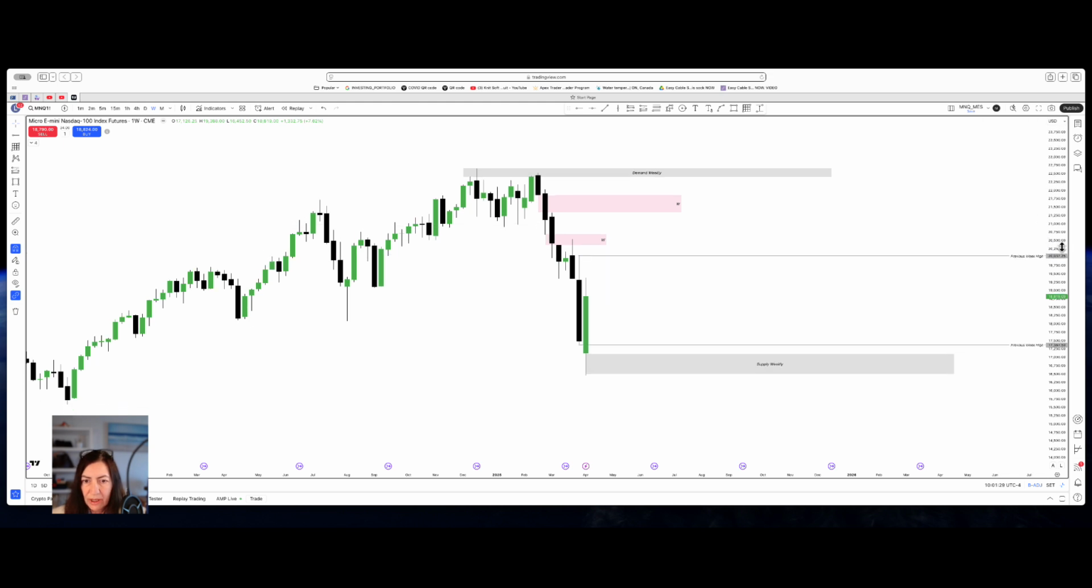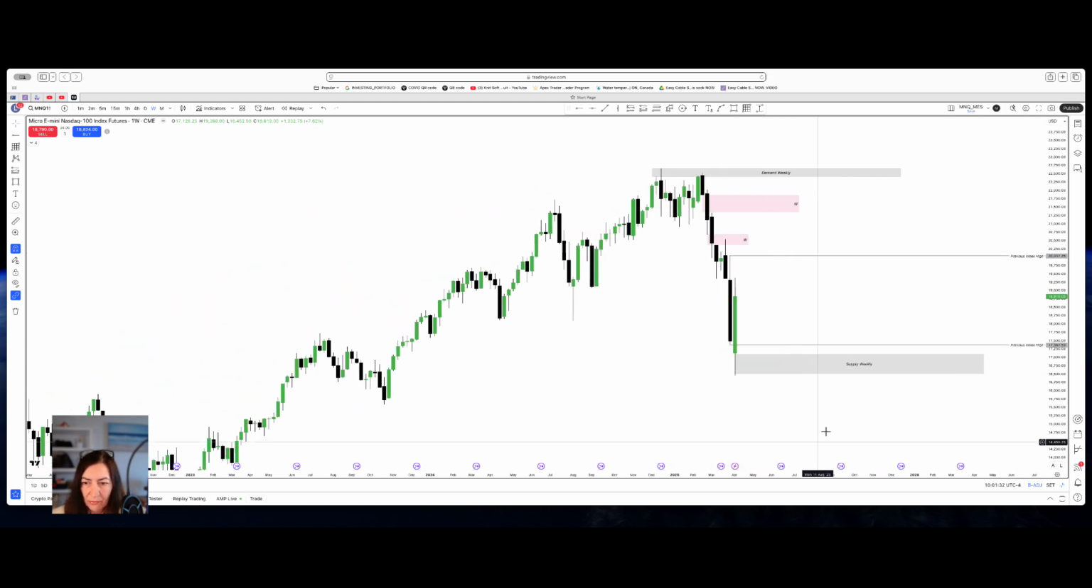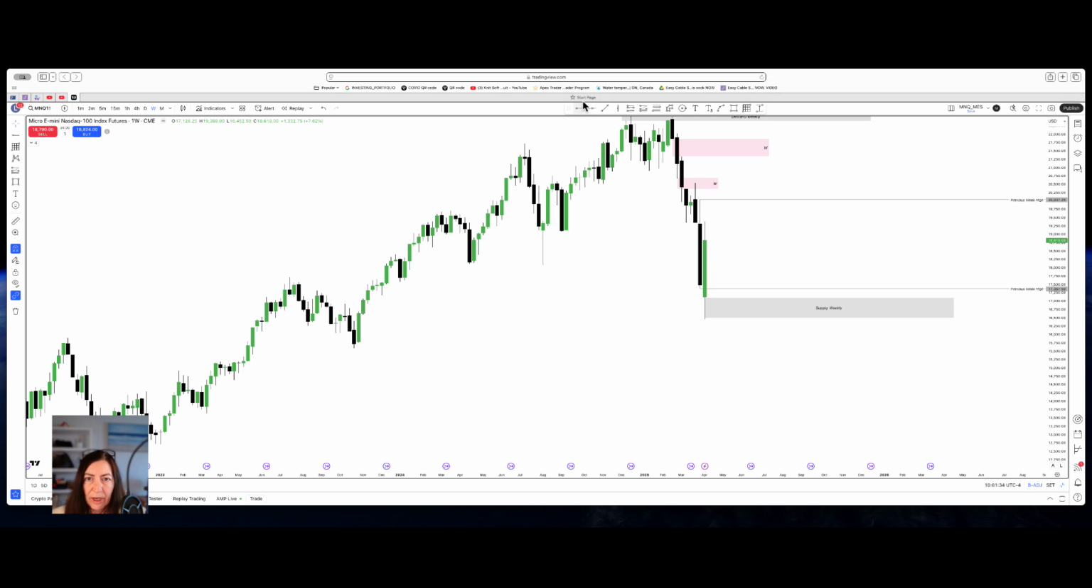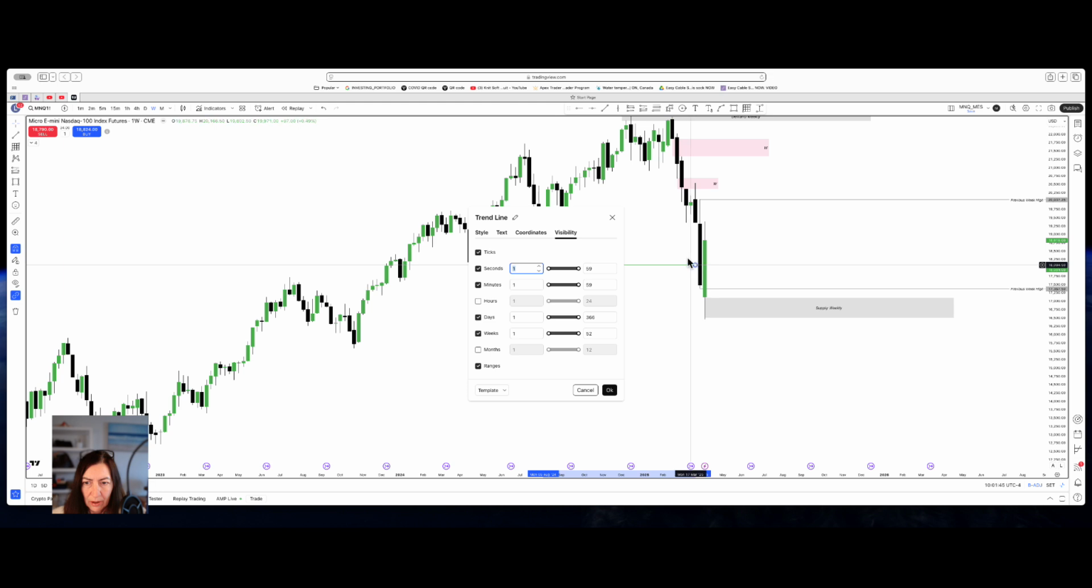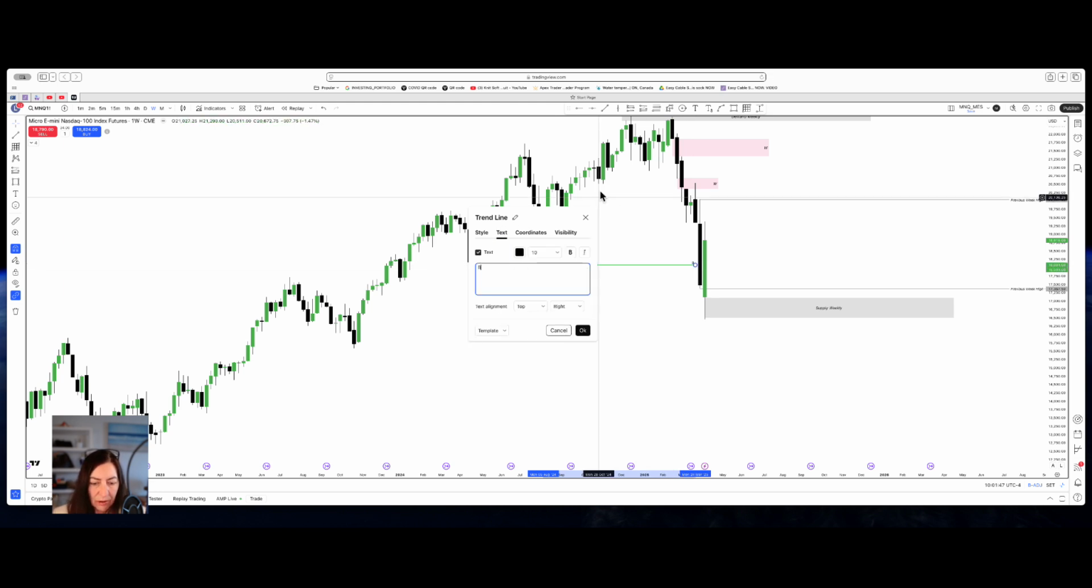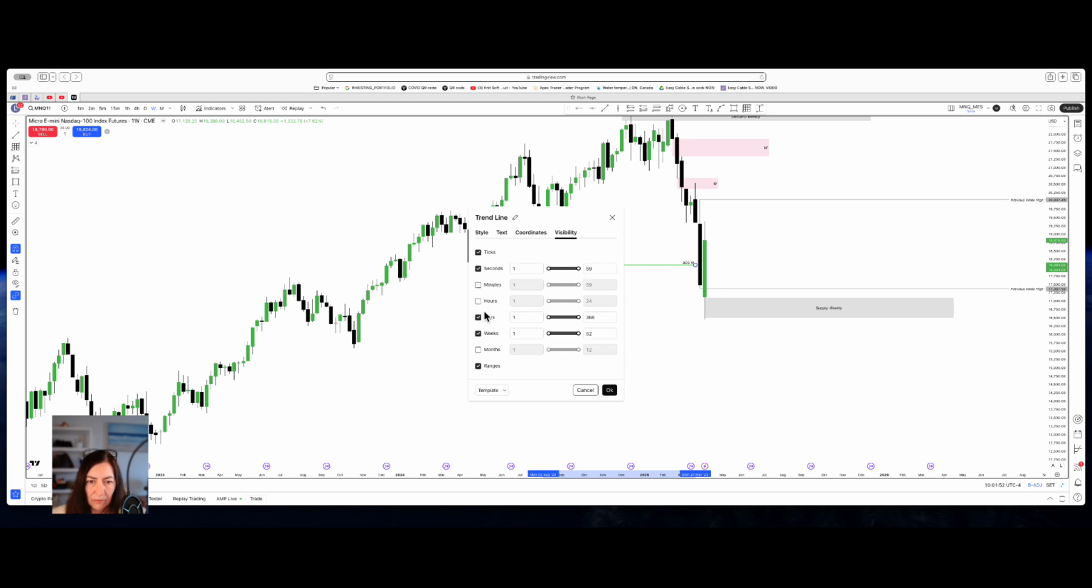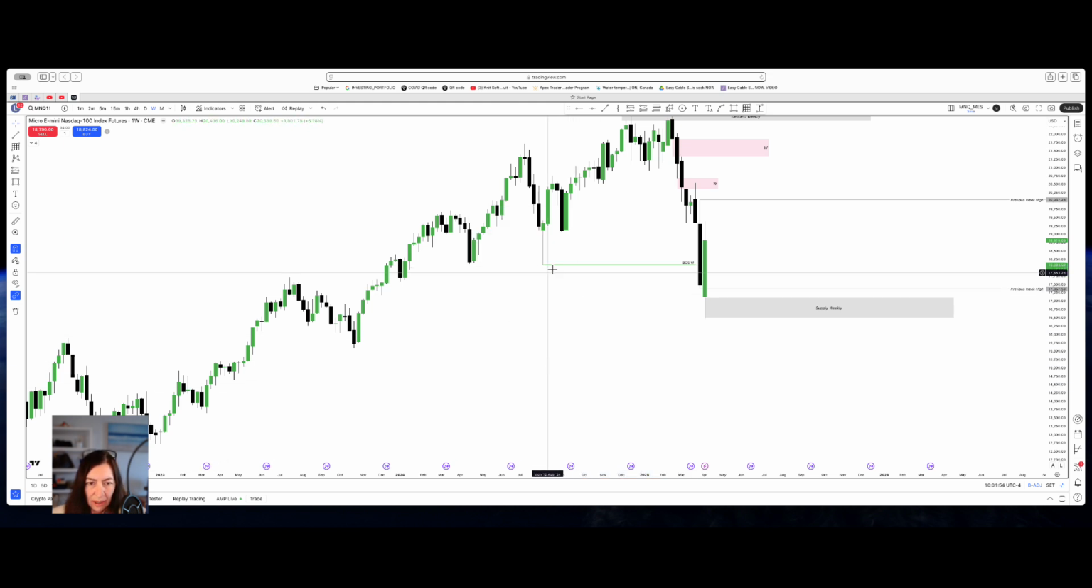Okay, so what I'm noticing is we had a break of structure here. So this is a break of structure. And we had another break of structure here to the downside.